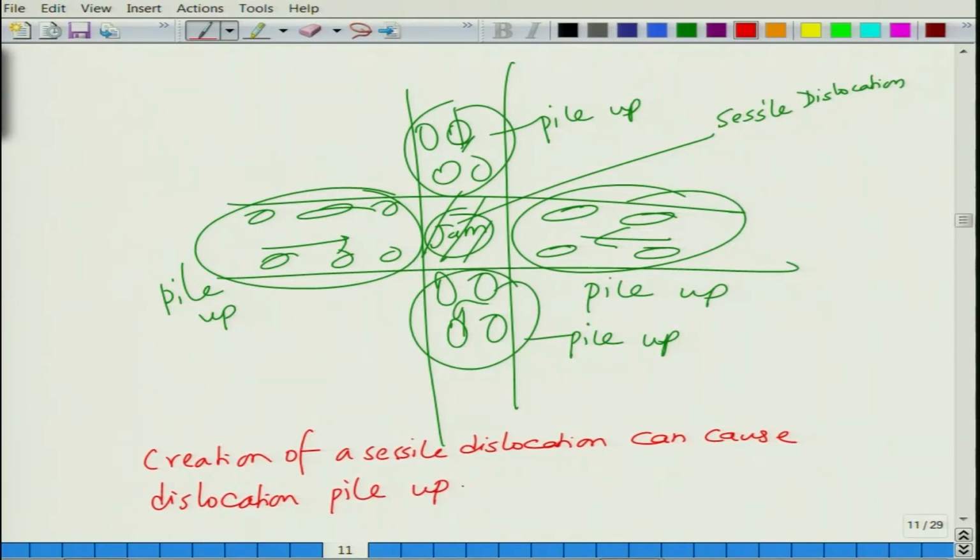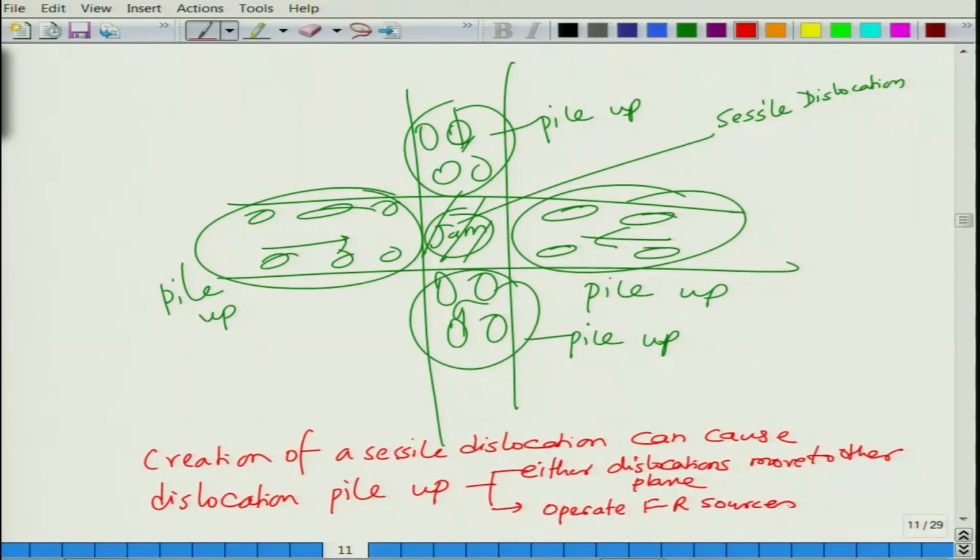So, which means, so either dislocations move to other planes which are favorably oriented, or you also operate Frank-Read sources. So, essentially all of these lead to increase in stress. So, basically when you have these dislocations piling up after one another, the dislocation pile up leads to creation of this.